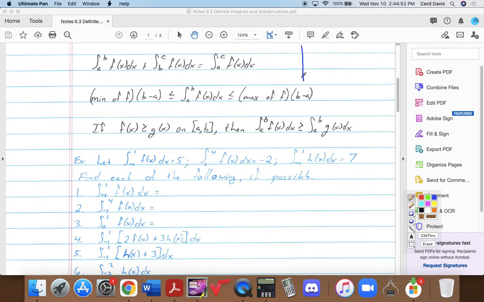But it doesn't have to be that way. What if a was here, and b was here, and c was here? Is it still true? Yes. Why? Because from b to c is negative. Exactly right. The integral from a to b would be all of this. Then the integral from b to c would be the opposite of this area, which would leave you with the area from a to c.